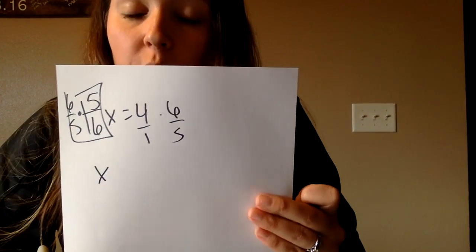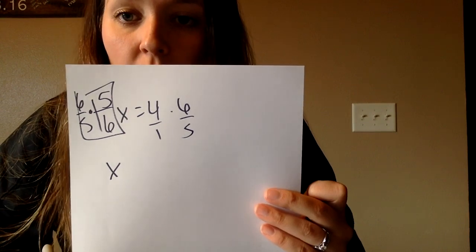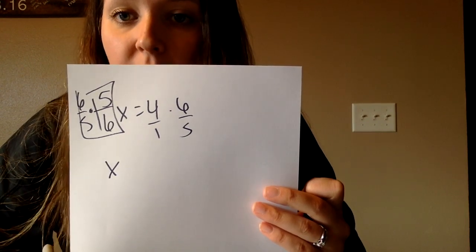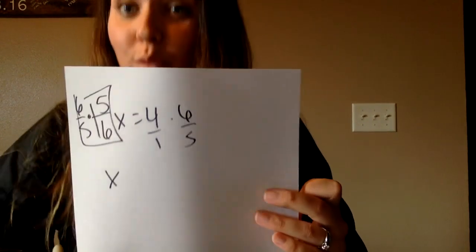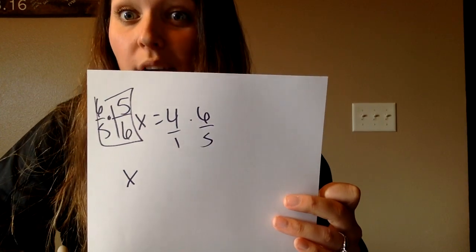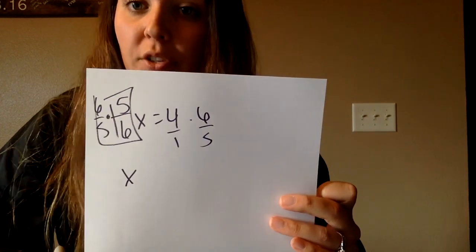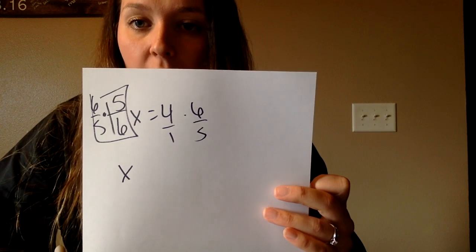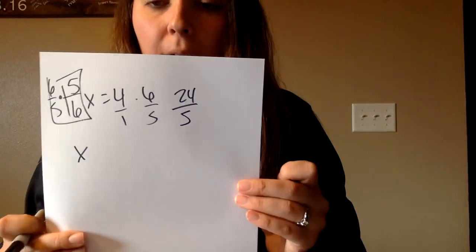And then we have to multiply the other side of the equation. And remember, 4 can be written as 4 over 1. If we write it as 4 over 4, then that's just 1, and that would be changing the equation completely. So it's going to be 4 times 6 to get 24, and then 24 over 5.